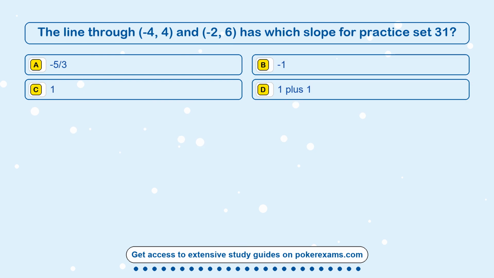Question 13. The line through -4, 4, and -2, 6, has which slope for practice set 31? Option A, -5/3. Option B, -1. Option C 1. Option D 1 plus 1.